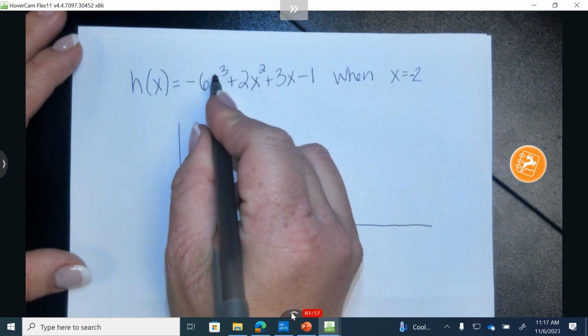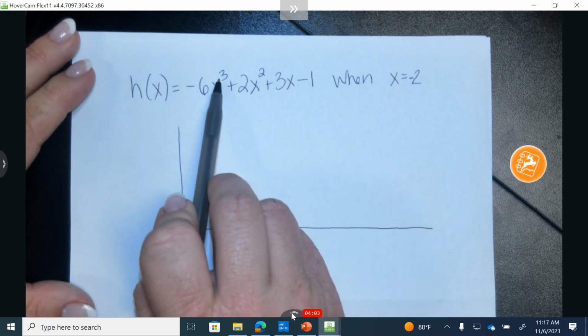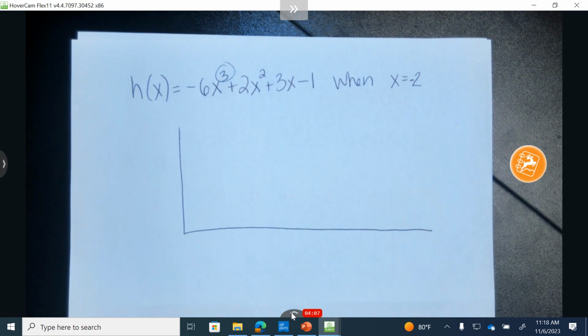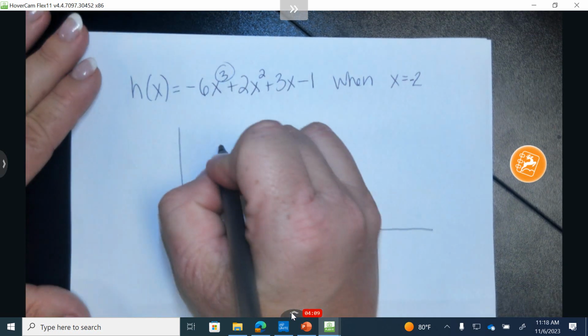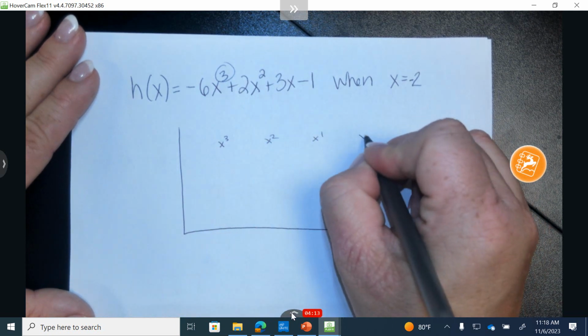So what is the highest exponent we see in a variable? It's called the degree. The highest is? Oh, look at the highest exponent. 3. So I'm going to write 3 all the way down to 0 every single time. So x to the 3rd, the 2nd, the 1st, and to the 0.